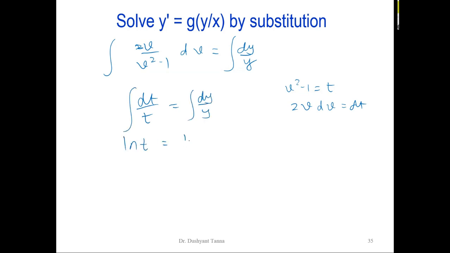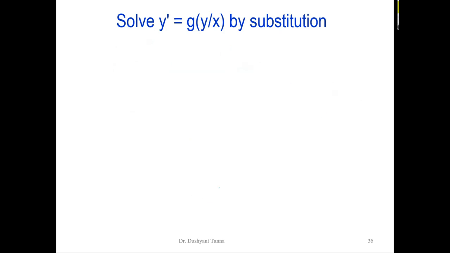This is ln t, ln y, assume ln c. Okay, and therefore t is equal to y times c. t is nothing but v square minus 1 is yc. What is v? v was x over y. Okay, so x square over y square minus 1 is equal to cy. So x square minus y square equal to cy cube, right? Yes, or yeah, cy cube.